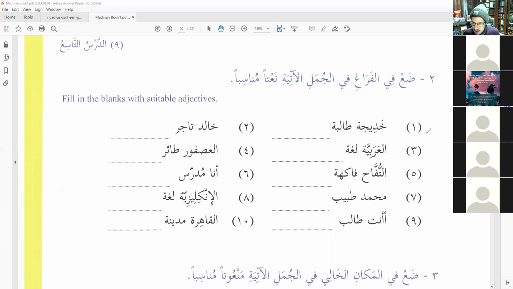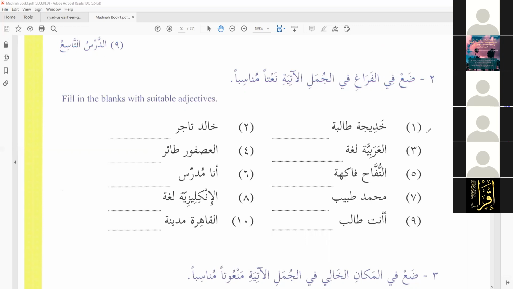So okay, we had gotten down to, I believe Tamim was the last one to go, correct? Sister Musarrat, can you do number 1 for us?